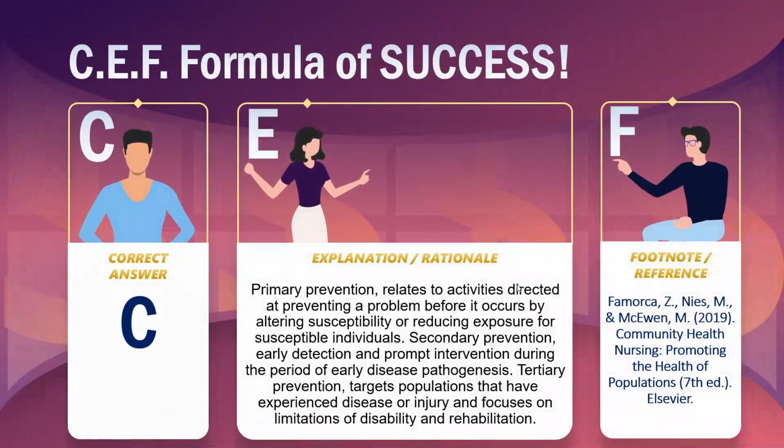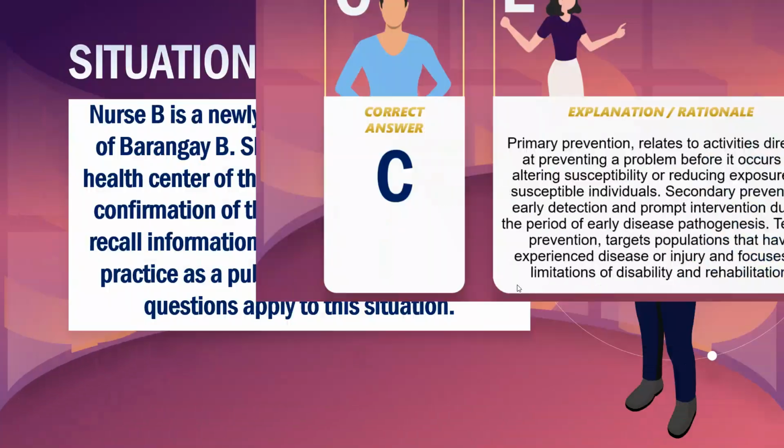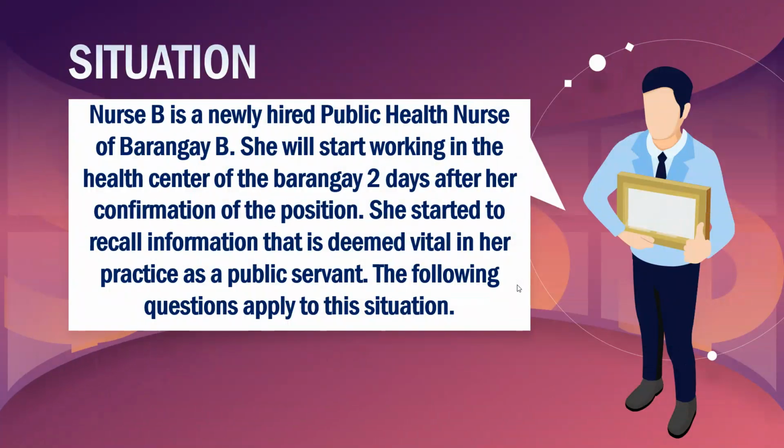So primary prevention relates to activities related to preventing a problem before it occurs by altering susceptibility or reducing exposure to susceptible individuals. Secondary prevention is focused on early detection and prompt intervention during the period of early disease pathogenesis. And tertiary prevention targets populations that have experienced disease or injury and focuses on limitation of disability and rehabilitation. So when we teach our patient about hemoglobin testing, that is about the prevention of complications among diabetic patients. So the answer for number six is letter C.